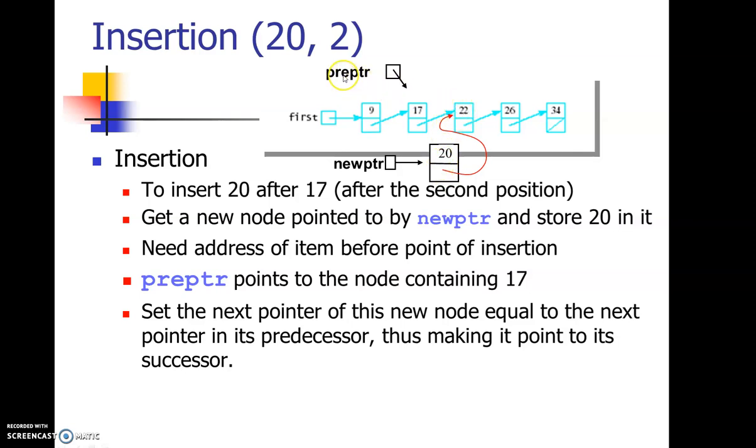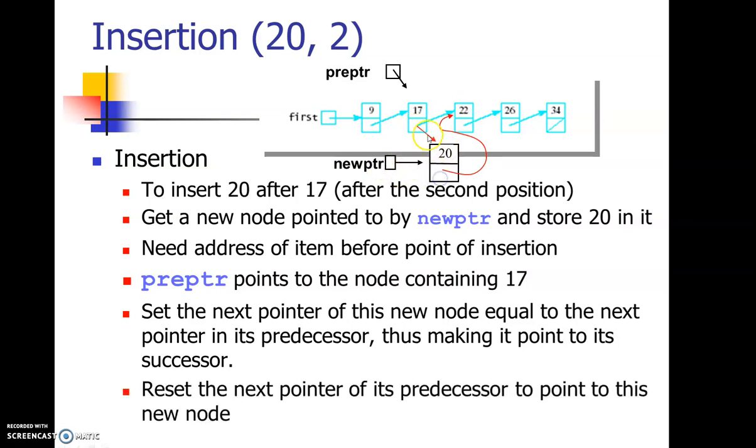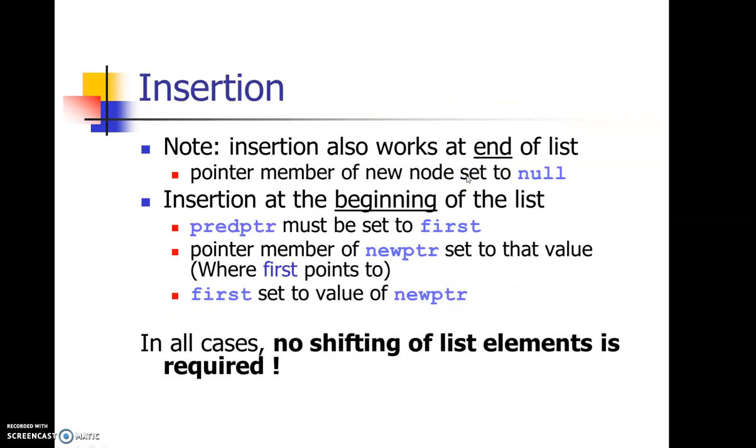And then we need to change pre-PTR next, which is this address originally pointed at the address of the 22 element. We now need to point at the new PTR address, so that we will be able to link the first goes to the element of 9, look into element of 17, look at the element of 20, now 22, 26, and 34, so that we will be able to properly link all of them together. That is the idea of the insert operation.